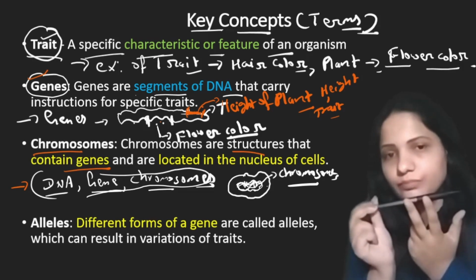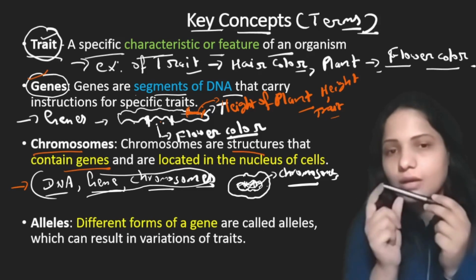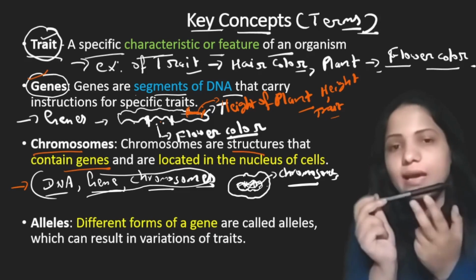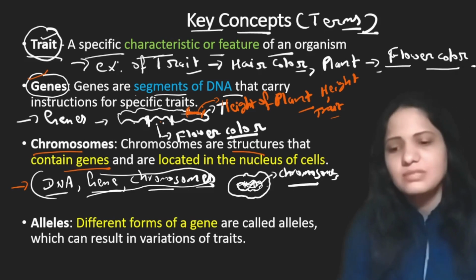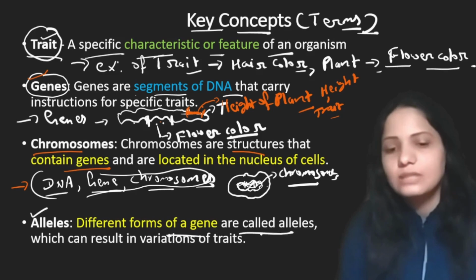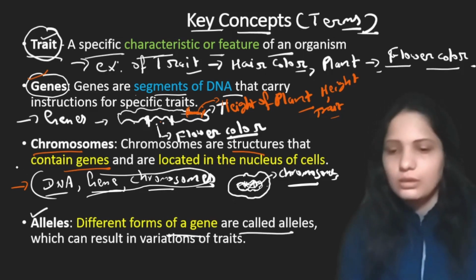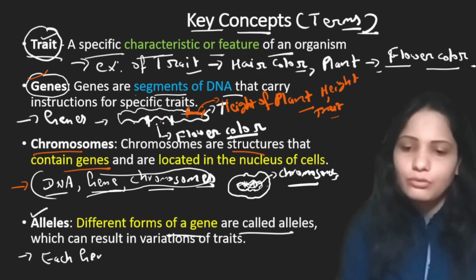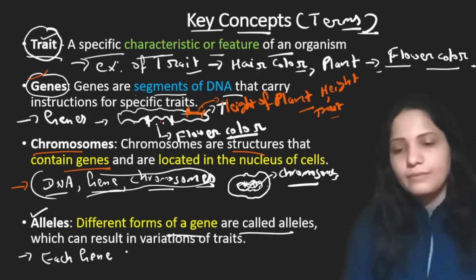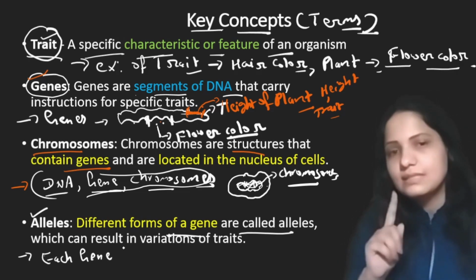Those regions which are responsible for a trait are known as genes. They are the segments of DNA which are present on chromosomes. Now we have alleles. Alleles are the different forms of a gene, and these are called alleles. Now we know gene. So for each gene we have two different forms.